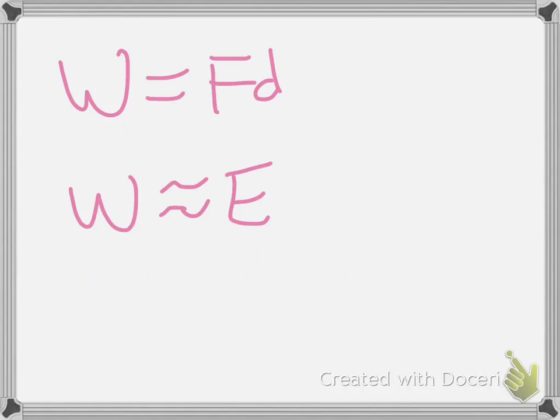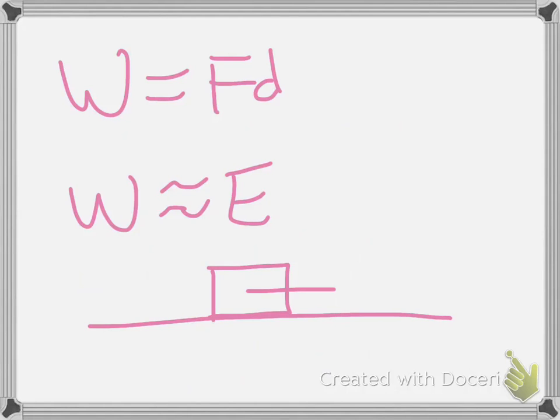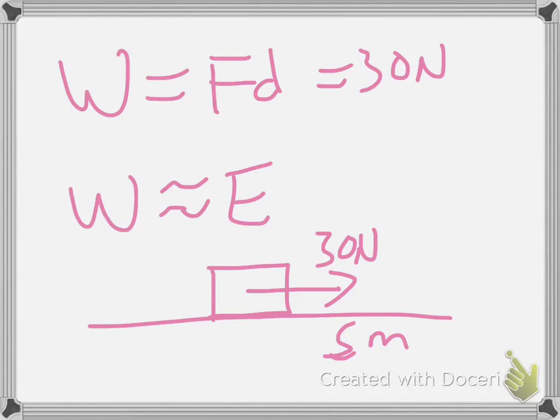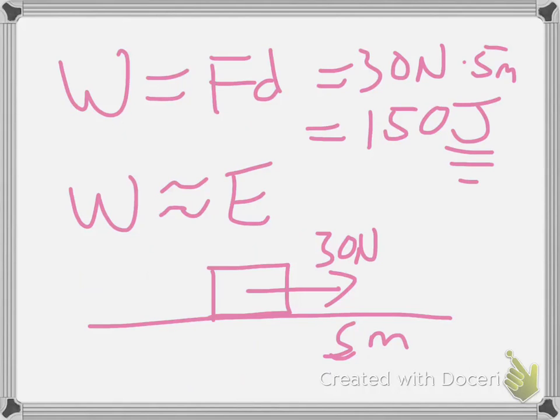Now, a typical question for work might be something like, you apply a force of 30 newtons to push a box 5 meters. So force times distance, 30 newtons times the 5 meters, we get work of 150 joules. Because it's synonymous with energy, our units are the same as energy.